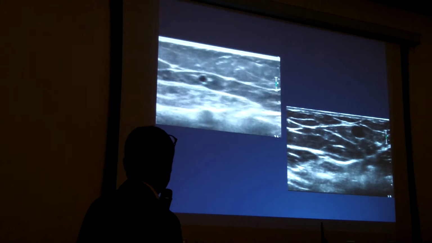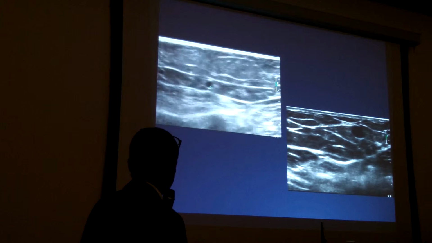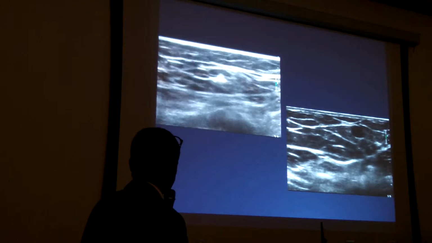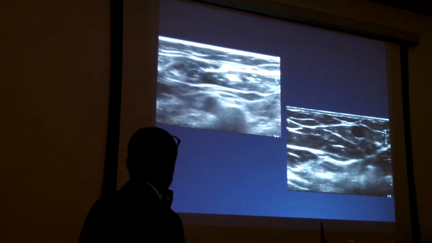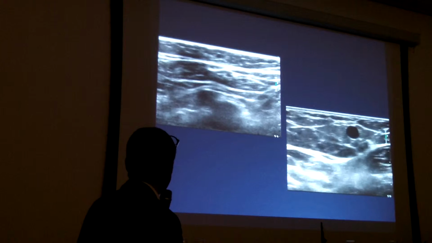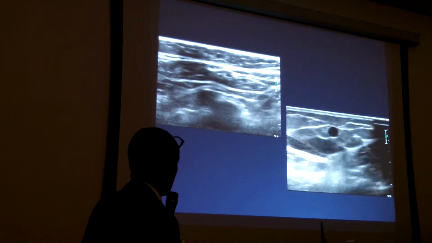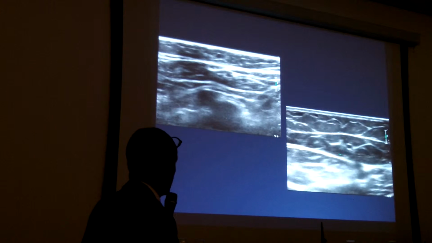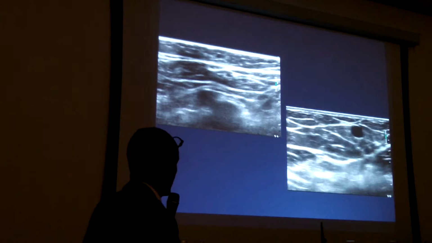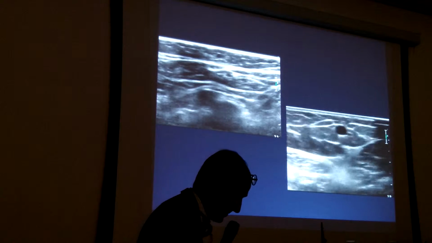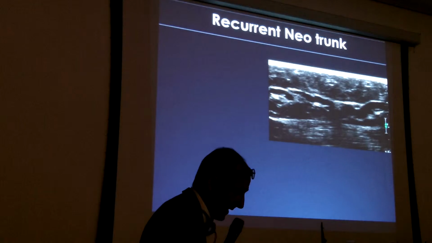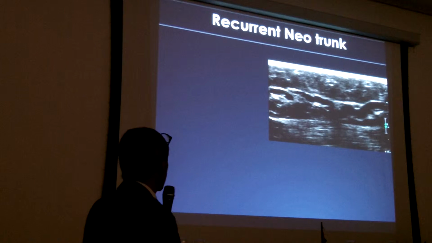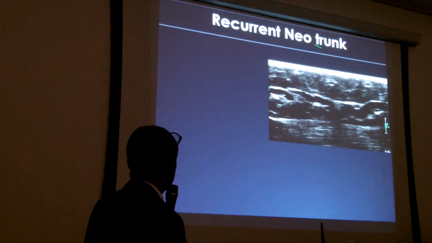You see it on the saphenous side, and then you see the part that has been stripped. It's fibrotic, but there is a remaining trunk. And this is another case with a trunk. It's a normal trunk, and the reflux comes from this perforating vein. This is not a remaining trunk, but a recurrent neo trunk.